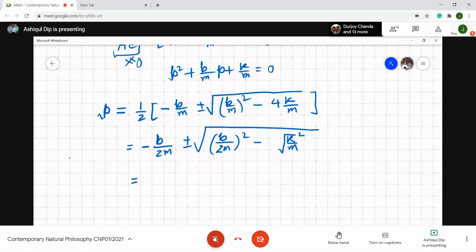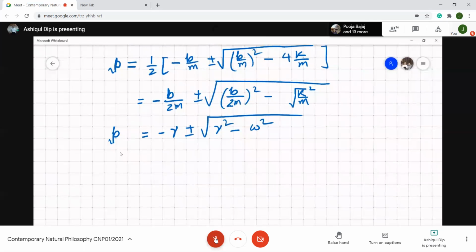So using that definition, we get negative gamma plus minus square root of gamma squared minus omega squared, right? This is the two solutions for T. So substituting back, we get one possible solution is x equals some unknown A e to the power this whole thing, with just one part, probably the positive part: negative gamma plus square root of gamma squared minus omega squared multiplied by 2. This is one possible solution.